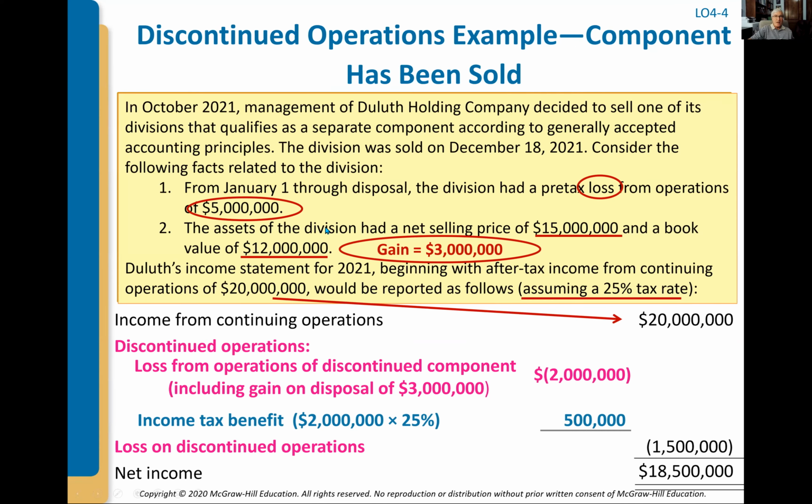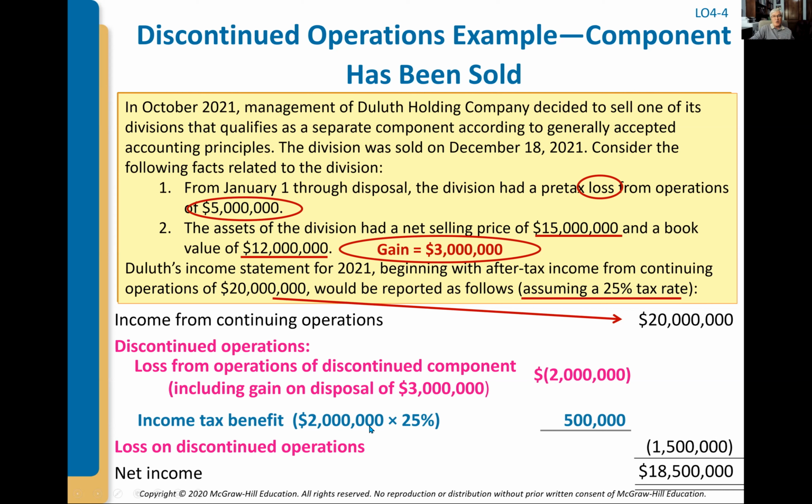Here's an example from discontinued operations. The Duluth Holding Company decided to sell one of its divisions, and the division was sold on December 18th. They had already a loss of $5 million from just running the business. That discontinued business had a $5 million loss, but guess what? It sold for $15 million, and the net book value is only $12 million, so they had a gain there. So that -5 + 3, we're going to have a $2 million loss from discontinued operation.